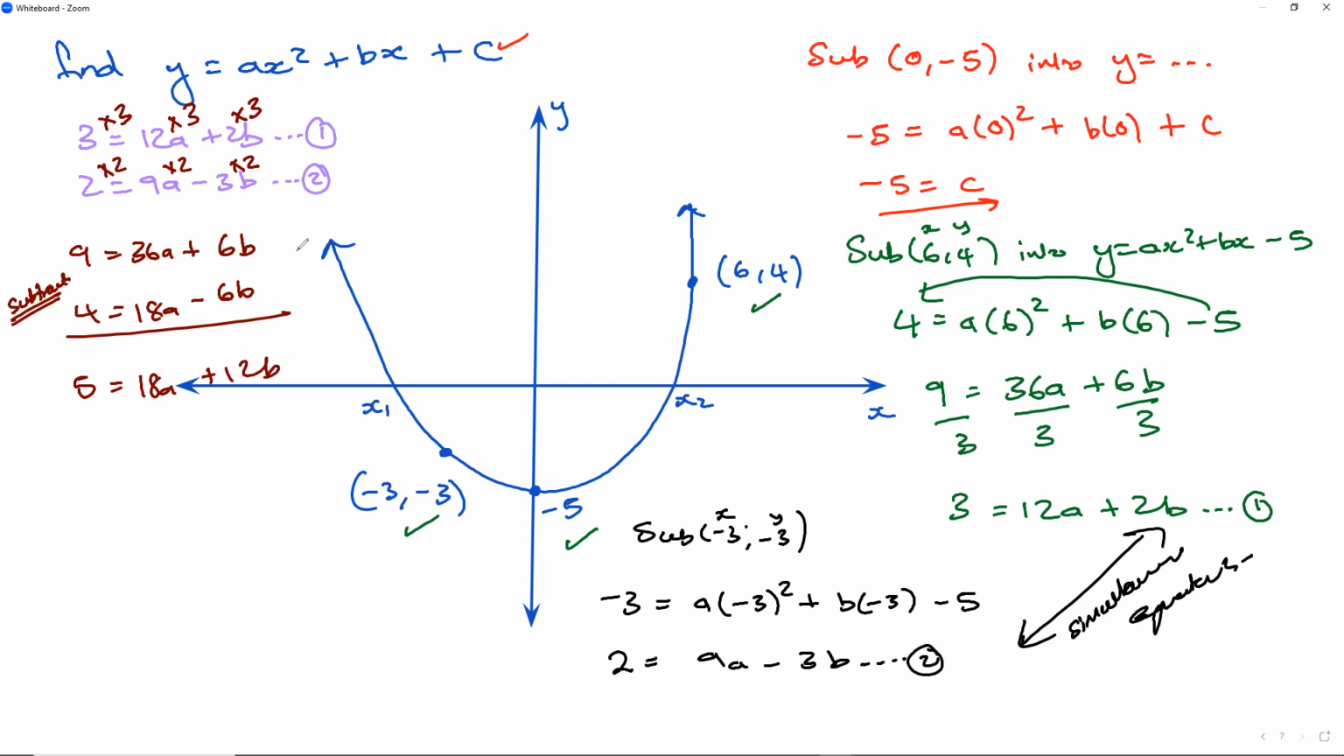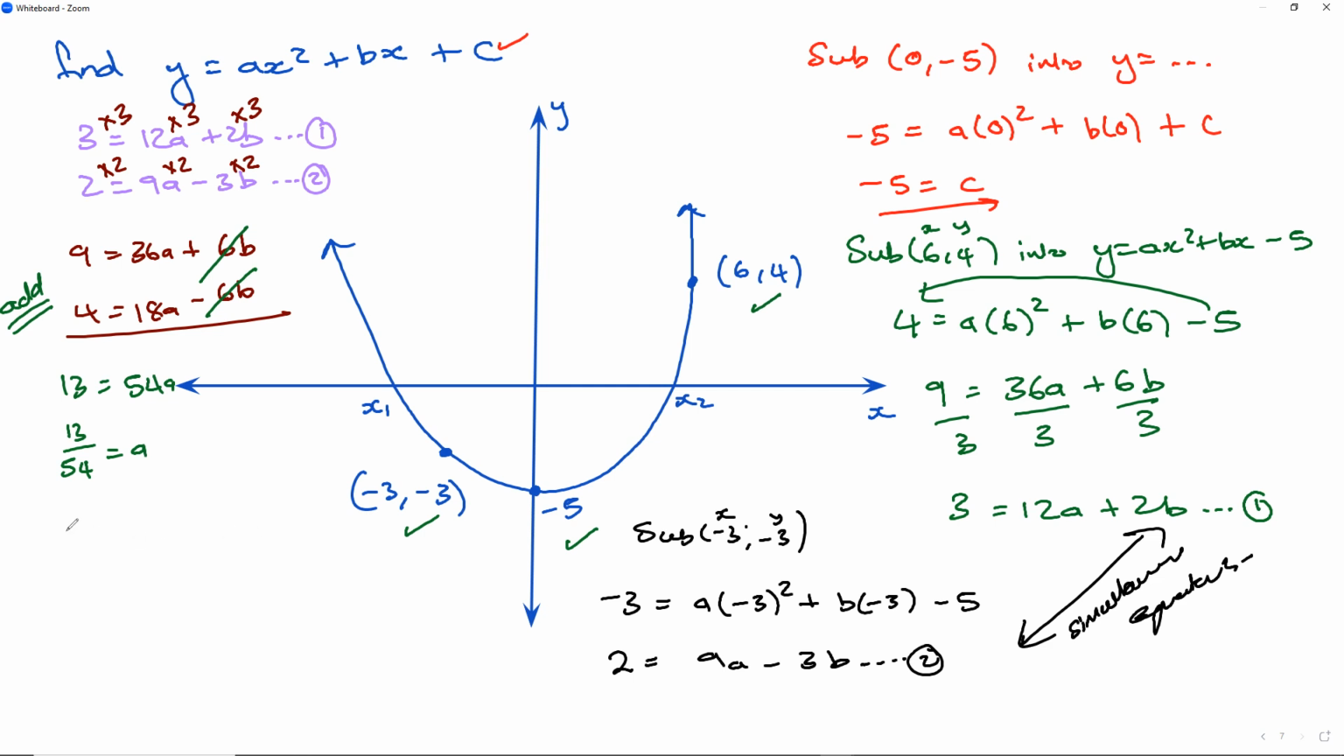And it's an error. I should not subtract this, I should be adding it, because if I add it, these two eliminate. And then 9 plus 4 is 13. 36 plus 18 is actually 54a. And so 13 over 54, a fraction, is what a is.